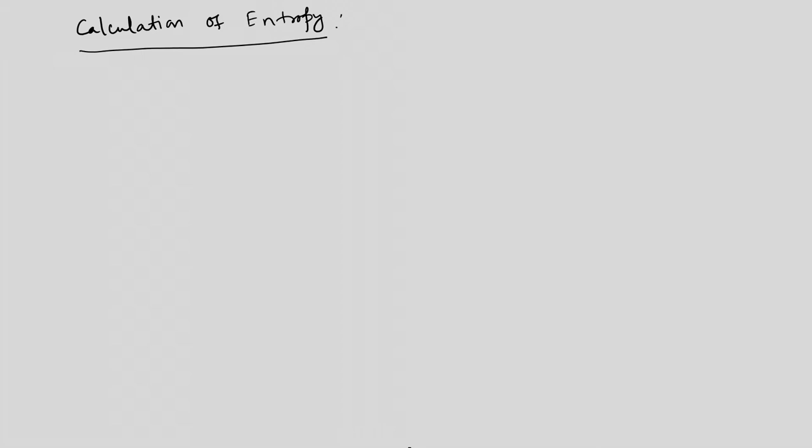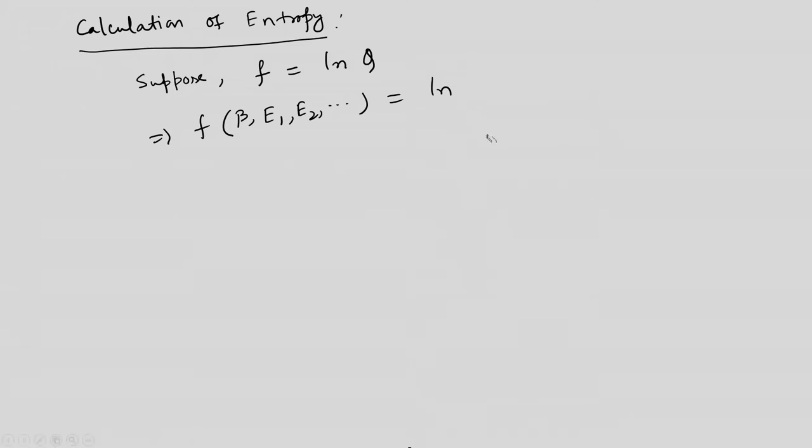Calculation of entropy, okay. Suppose we are considering a function where f is nothing but log of the partition function, okay. So f is a function of e1, e2, etcetera, equal to ln Q, and what is the value of Q that we know? Q is nothing but the sum over j of e to the minus beta e j, okay.